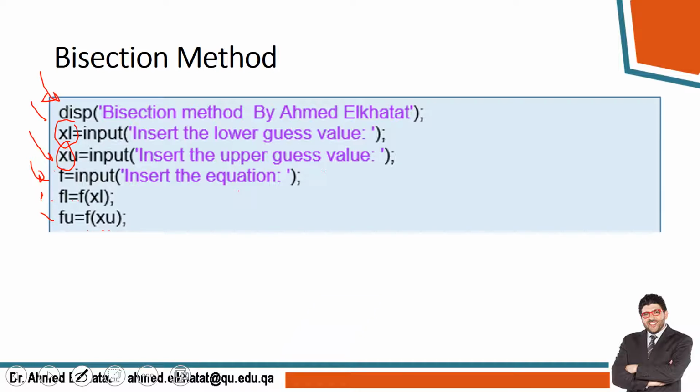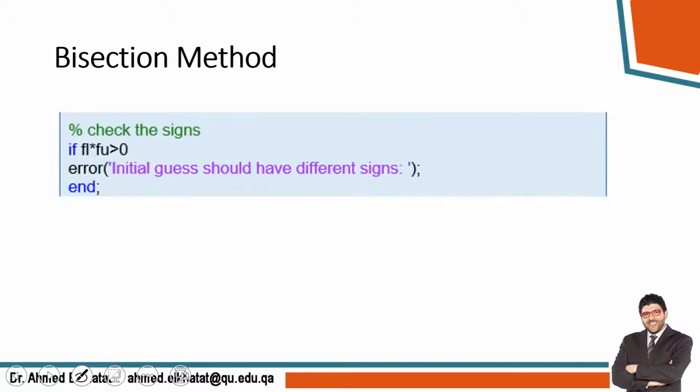Suppose that I made a mistake and put two values with wrong signs, both of them giving positive or both negative, so there's no intersection, and you can't find the actual root. So we have to do a check. If f lower times f upper is larger than 0, that means both of them are positive or both of them are negative. Then display error.